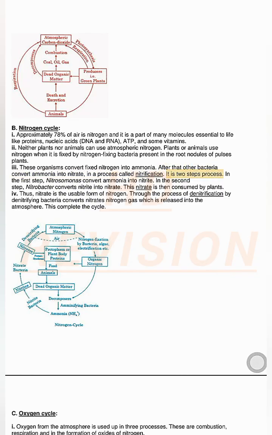It is a two-step process. In the first step, Nitrosomonas converts ammonia into nitrite. In the second step, Nitrobacter converts nitrite into nitrate. This nitrate is then consumed by plants. IV. Thus, nitrate is the usable form of nitrogen. Through the process of denitrification by denitrifying bacteria, nitrates are converted to nitrogen gas, which is released into the atmosphere. This completes the cycle.